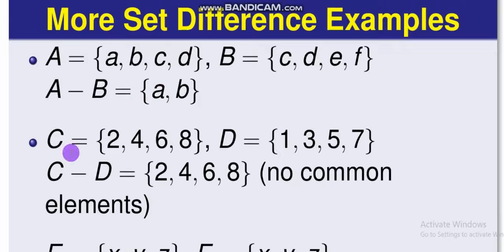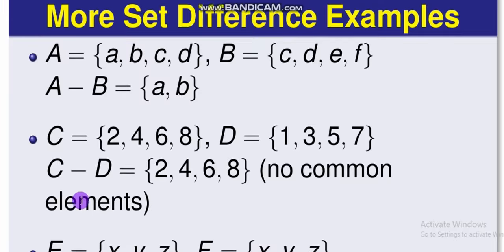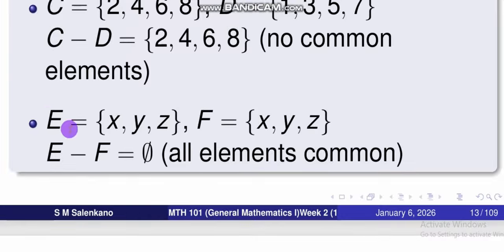And then another example, C is 2, 4, 6, 8. And then D is 1, 3, 5, 7. So set C minus D will just be the same as set C, because all the elements in set C are not in set D. So C minus D will just be equal to our C, right? Because no common element, right? Then look at this one. You have E and F. This is when you have equal sets, right? E is equal to the set of elements X, Y, Z, and F is a set of elements X, Y, Z.